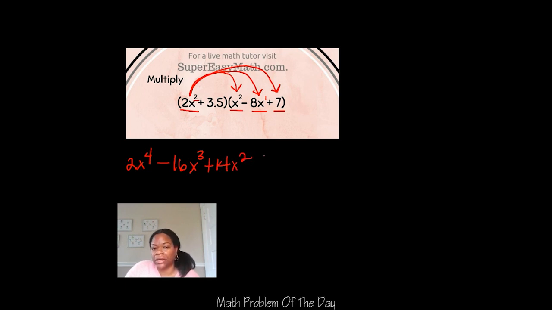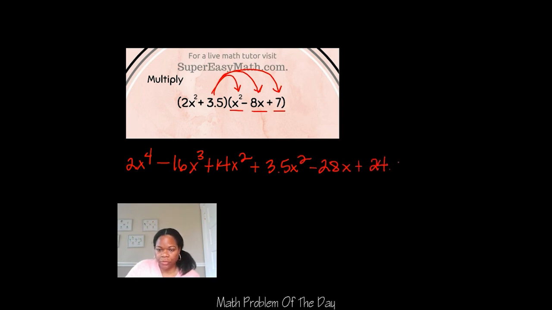Now I'm going to take the second term in my first set of parentheses and multiply it to all of the numbers in the second set of parentheses. So we have 3.5 times x squared, 3.5 times the 8x, and 3.5 times the 7. So when we do that, we get 3.5x squared minus 28x plus 24.5.